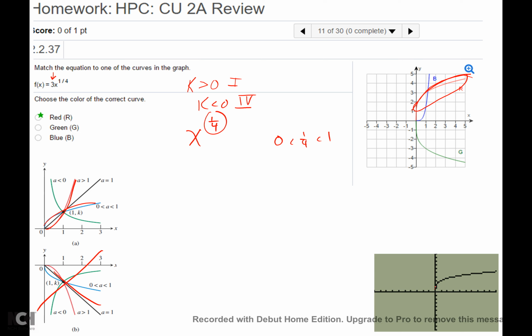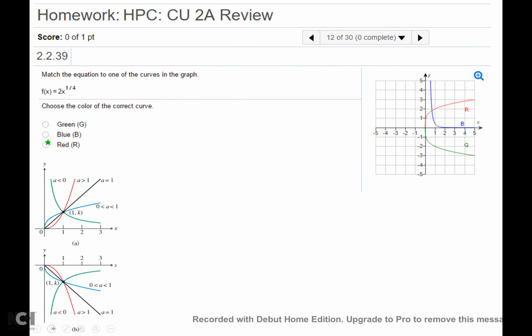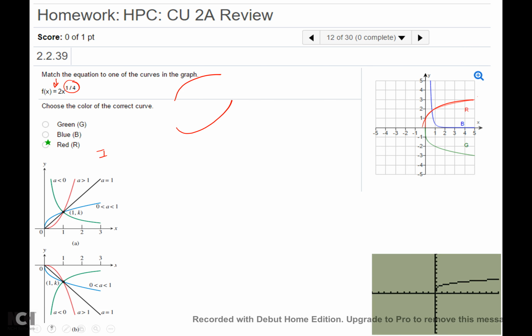If I type it in the graphing calculator, my window's different than theirs, which is why mine doesn't look so steep as theirs does. There we go. So again, k is positive, so we're in quadrant 1. This is between 0 and 1, so it curves like this, not like this. So it's got to be, again, the red one. And if I graph it, you can see.